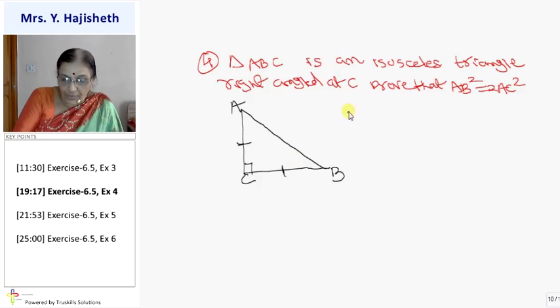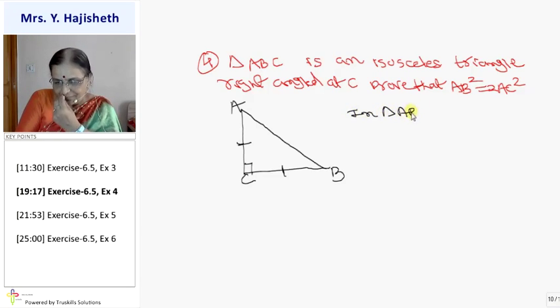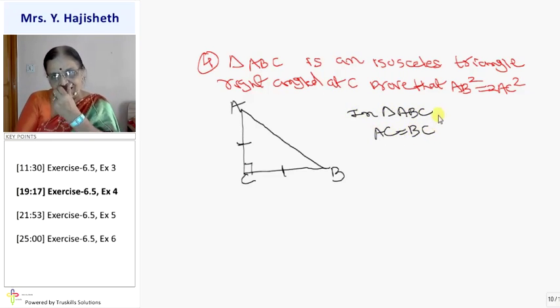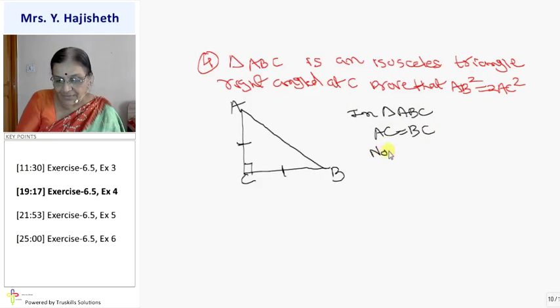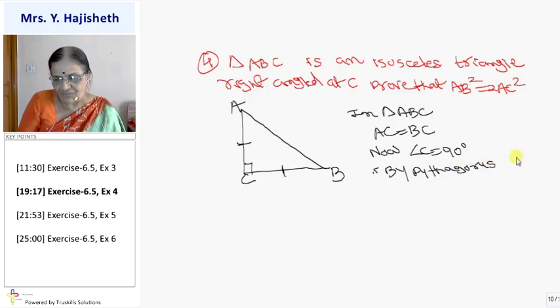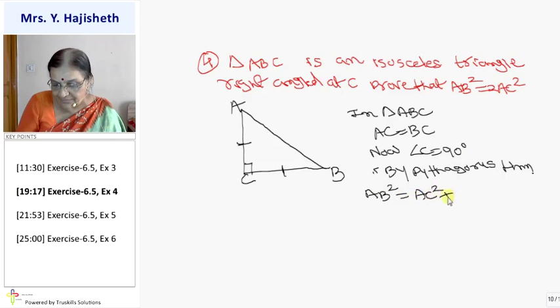So I start my proof. In triangle ABC, you are given AC is equal to BC because it is isosceles. Now angle C is 90, so I can apply Pythagoras. So by Pythagoras theorem, what can I write? AB square, hypotenuse square, is AC square plus BC square.